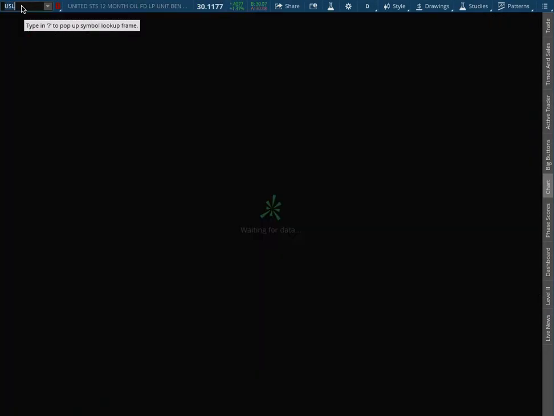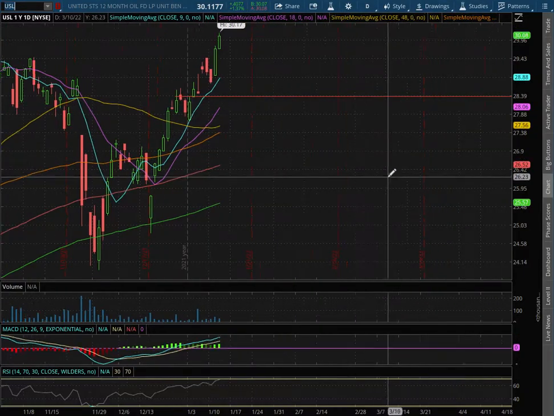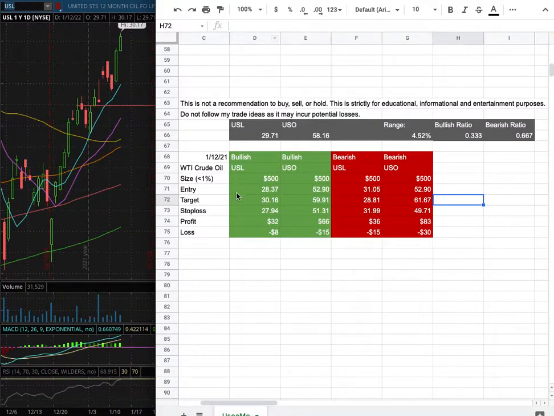$78.55. As with the trade idea, I'll be trading USL. My trade position size for it is less than 1% of my portfolio. My long entry is at $20.37, and that is this range here. My sell target is at $30.16. My stop loss is at $27.94.